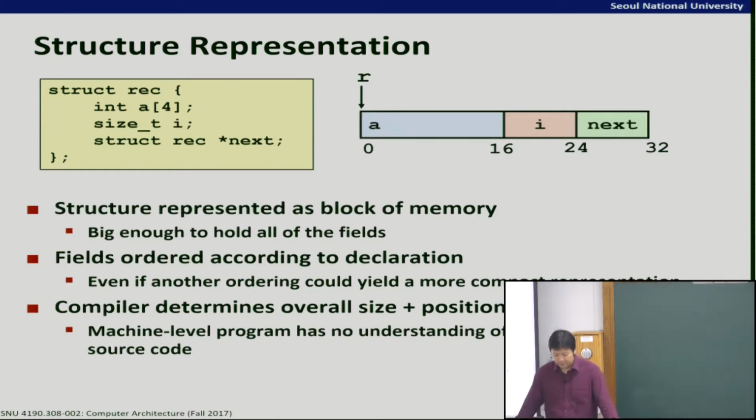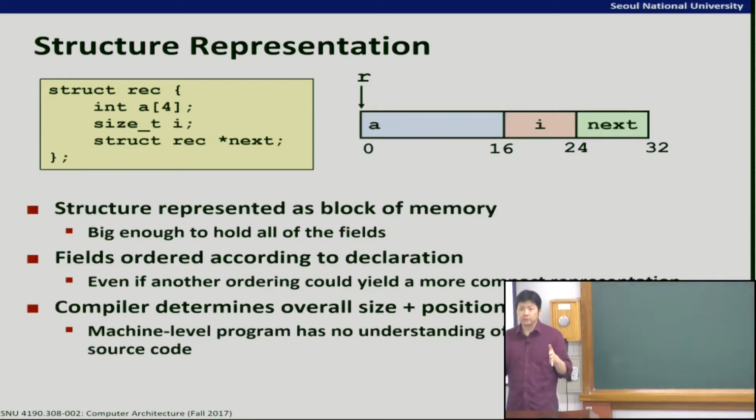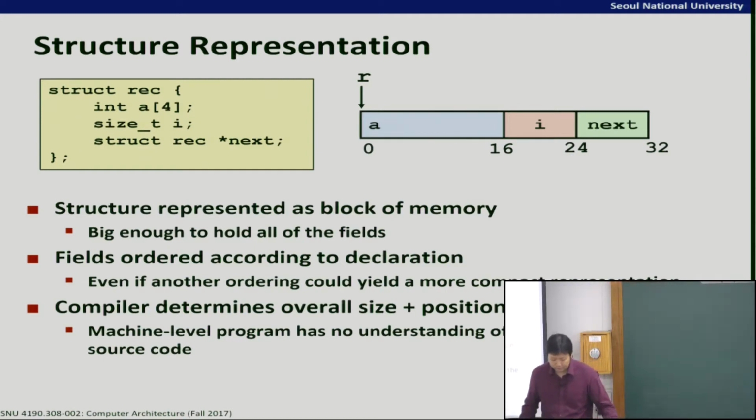So a structure is represented as a block of memory. That block should be big enough to hold all of its fields. And those fields are ordered according to the declaration. So the first one is the integer array, the second one is the size variable, and the third one is a pointer. And that order is preserved when these fields are laid out in memory, even if another ordering could yield a more compact representation. I'm going to explain the meaning of this when I explain alignment, so don't worry too much about it.